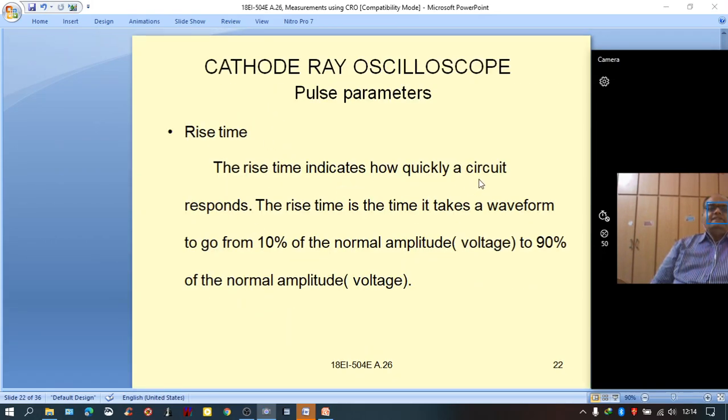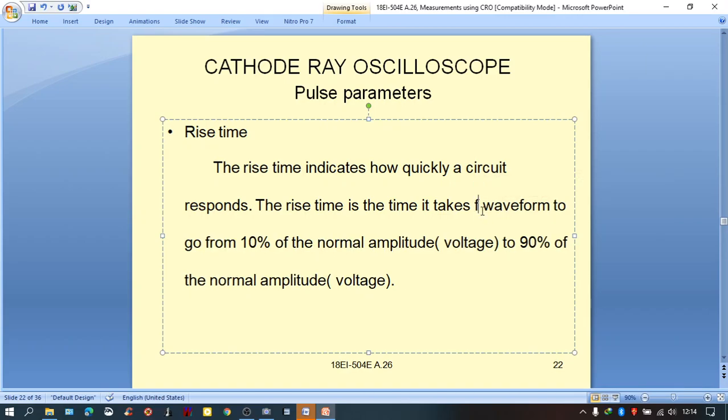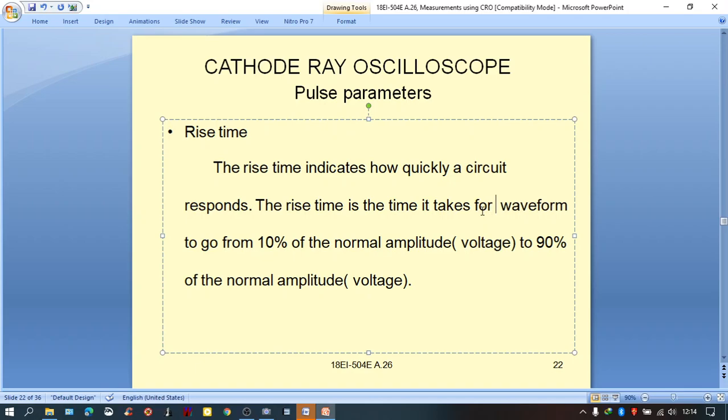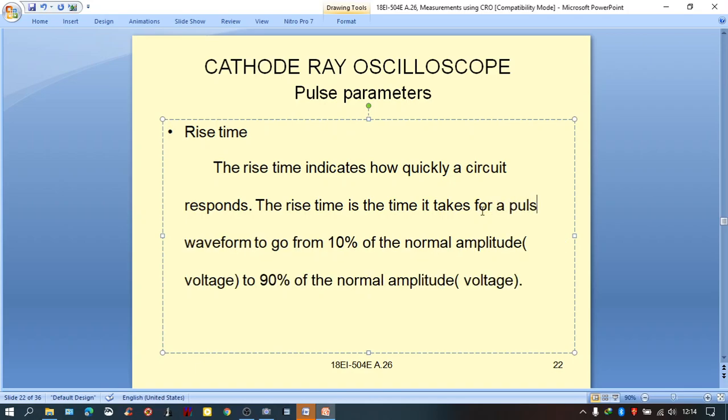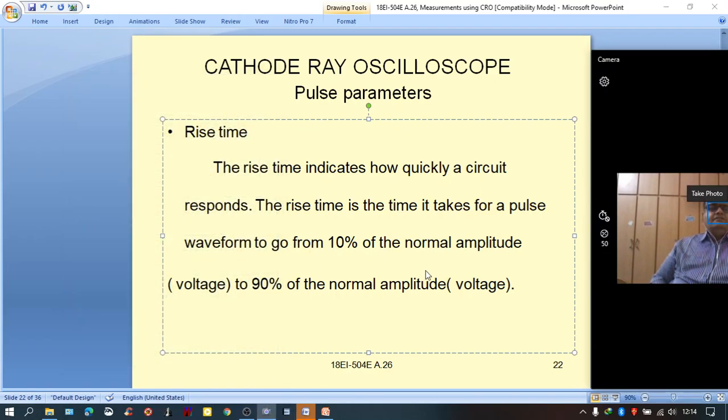The rise time indicates how quickly a circuit responds. The rise time is the time it takes for a pulse waveform to go from 10% of the normal amplitude to 90% of the normal amplitude. Amplitude in the sense of voltage.